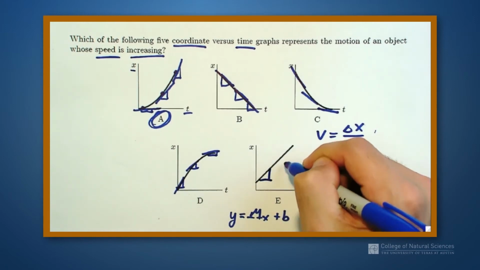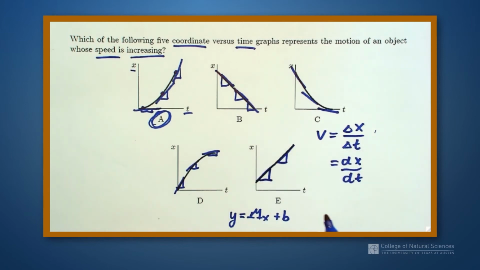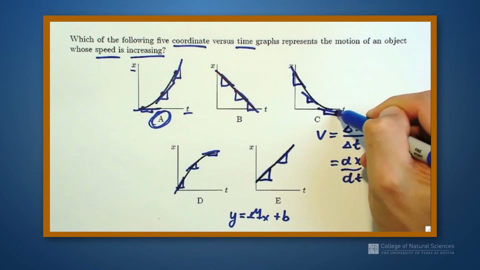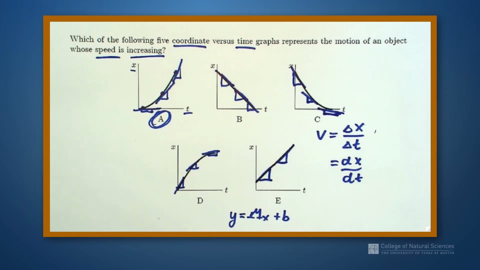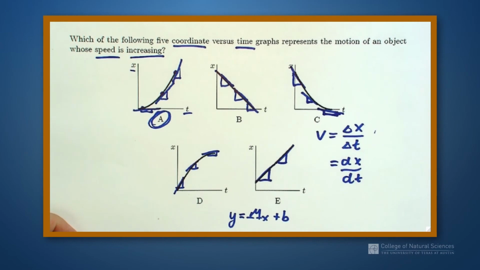And last but not least, if we were to take the slope at different points here, we'll see that it's a constant value here. So in all of these cases, by just looking at the slopes of the tangent lines, we can figure out that the speed is increasing in the one that has the slope that gets a larger value.